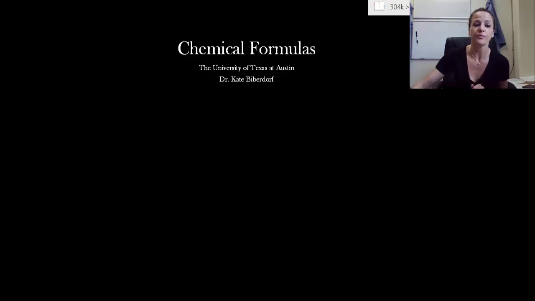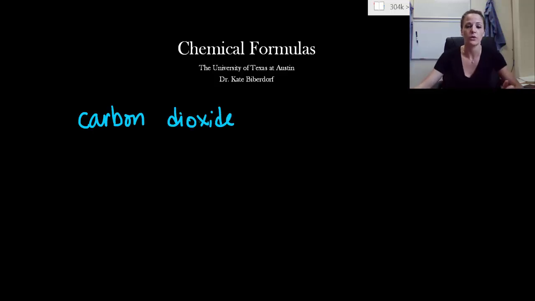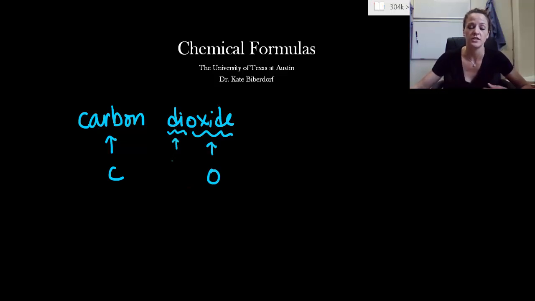For example, if I were to yell across the room the phrase carbon dioxide, I would be telling my friend or my coworker that I am talking about a molecule that has the element carbon. And then oxide, I'll tell you how to decode these words in just a second, but oxide is actually a shorthand for oxygen. And then we have the prefix di, which is just something that we put in front of the word to indicate that we have two.